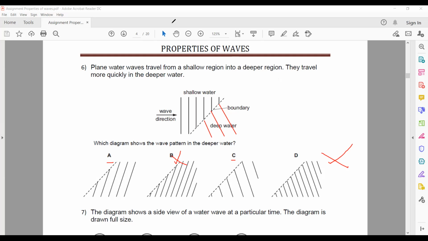Then the second thing: in a deep region, it will travel faster. So if there is a wavefront, part of the wave is in a shallow region and a small part is in a deep region. In the deep region, it will travel faster, so it will be ahead compared to that in the shallow region. So C is the correct answer. Is it okay? Clear now? Yes, sir.